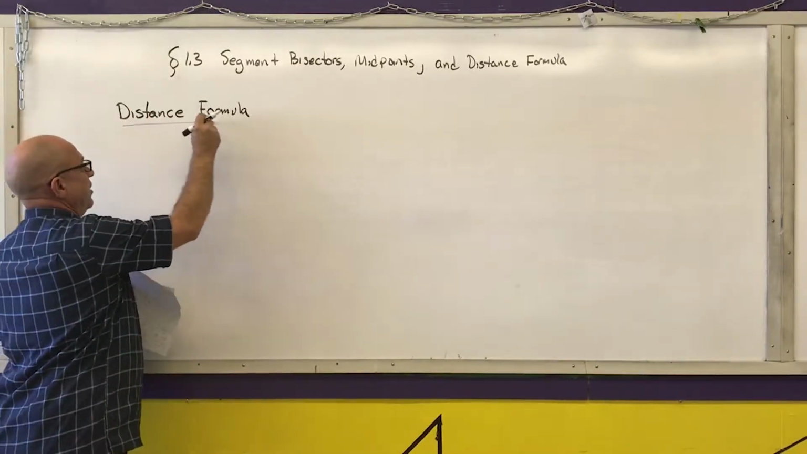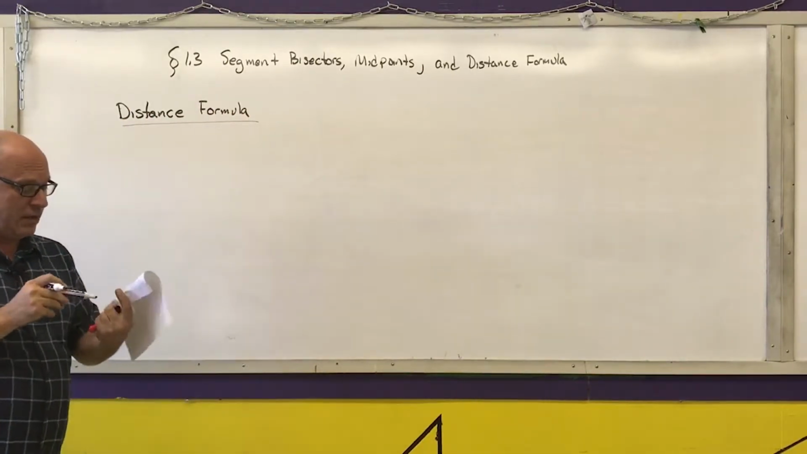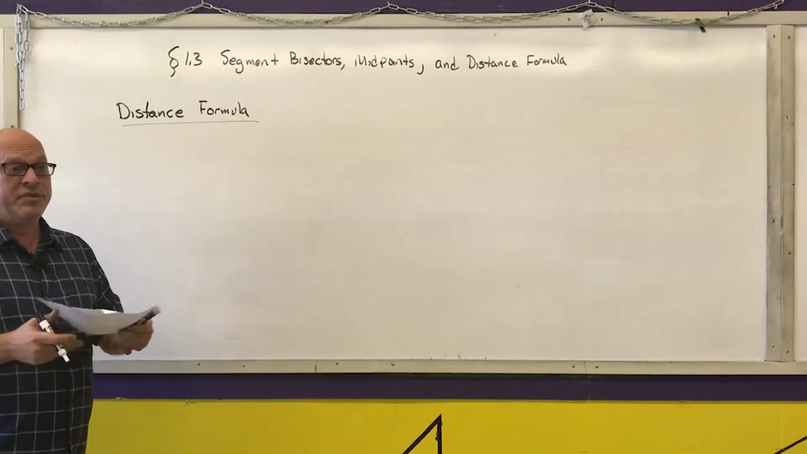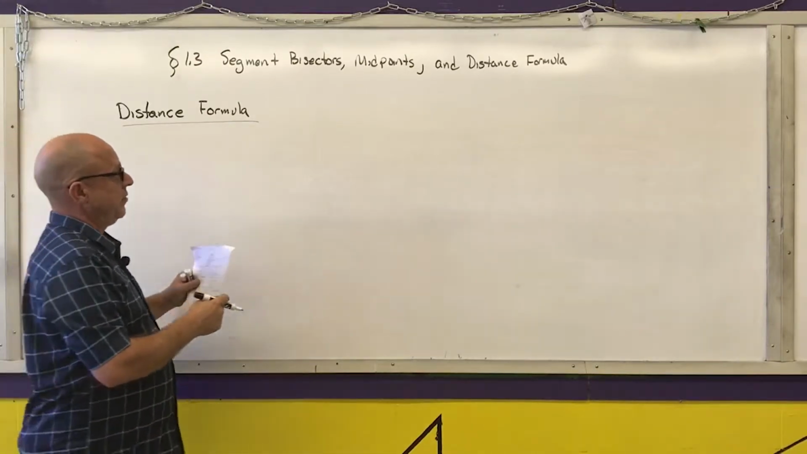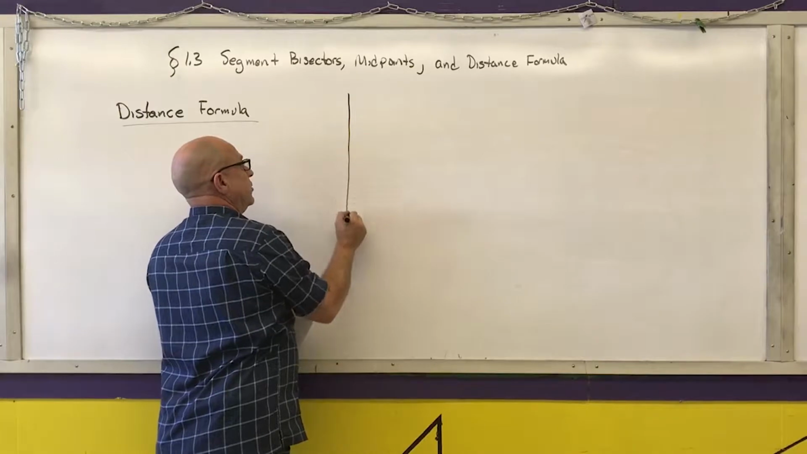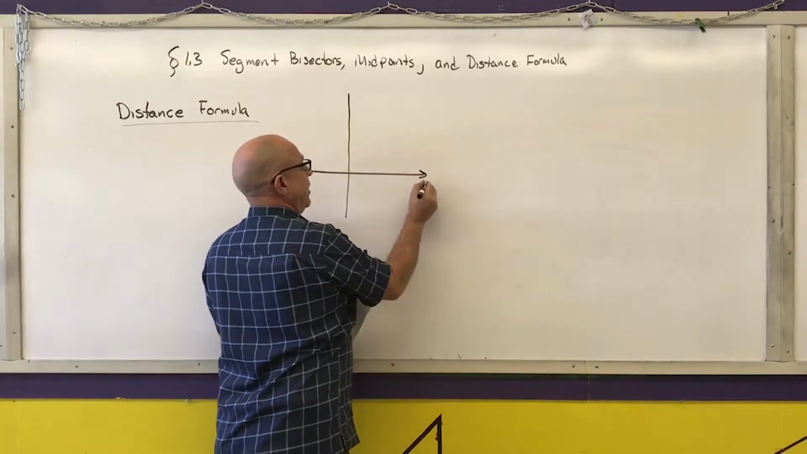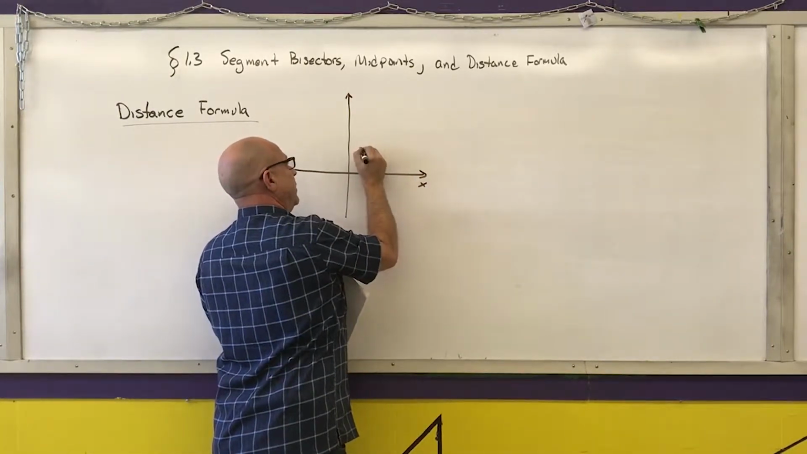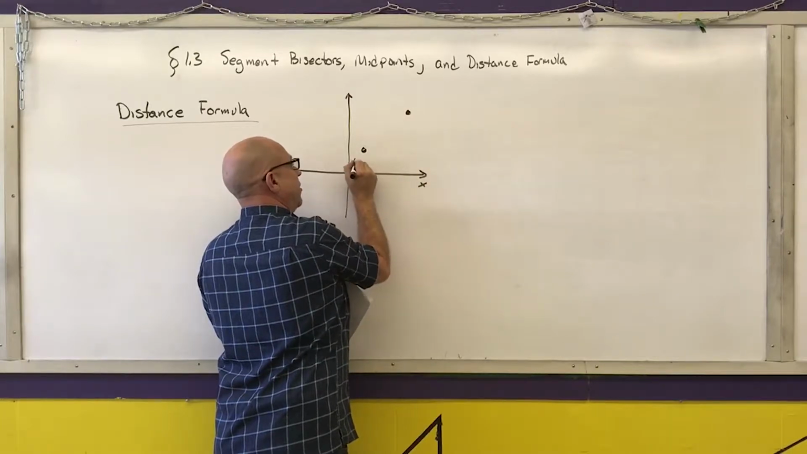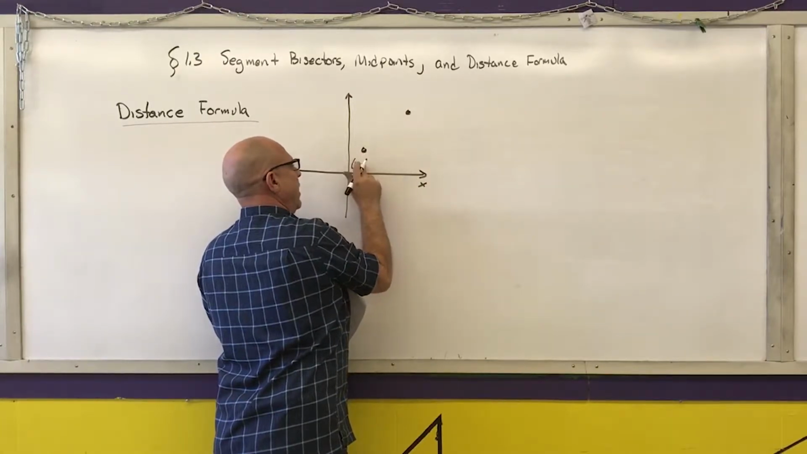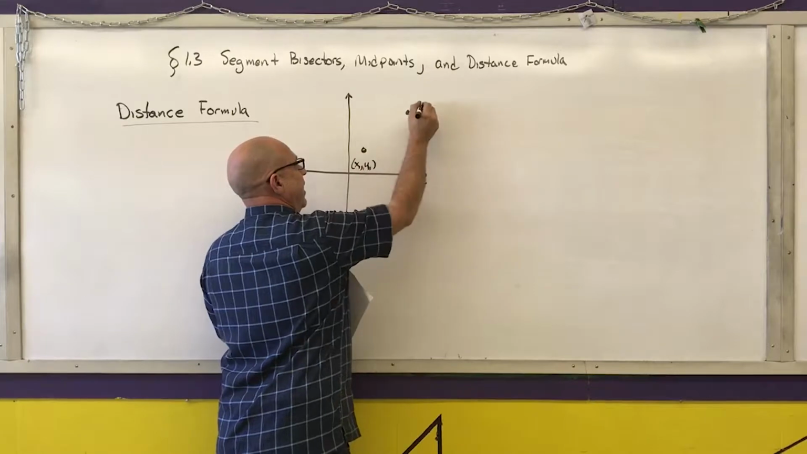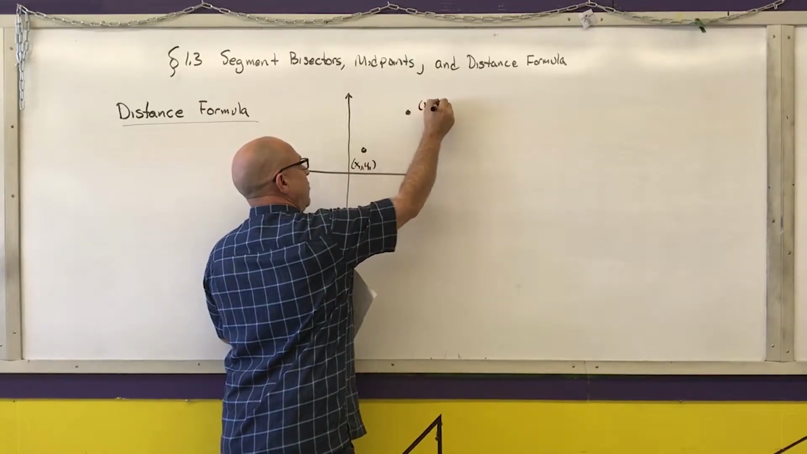Okay, what we're going to do here is we're going to come up with it. Okay, and we're going to need the Pythagorean theorem to prove it. That's why we came up with a proof of the Pythagorean theorem. So what I'm going to do is take 2 points on my coordinate plane. Any 2 points, again, I'm going to call them x1, y1, and x2, y2.